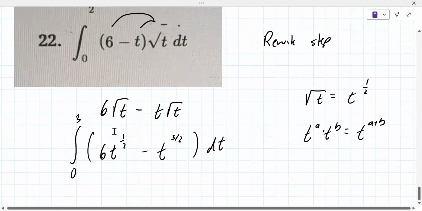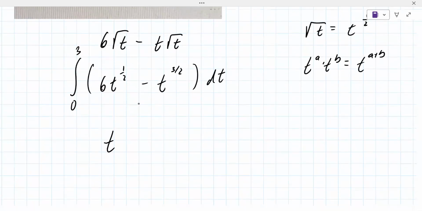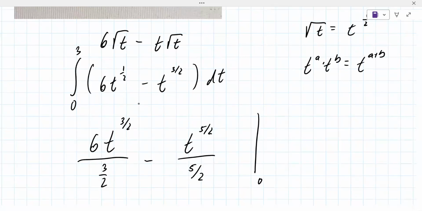So now you've got to find the antiderivative. You've got to add 1 to the exponent. You bring the constant down. You divide by the new exponent. Add 1 to the exponent. Divide by the new exponent, like that.